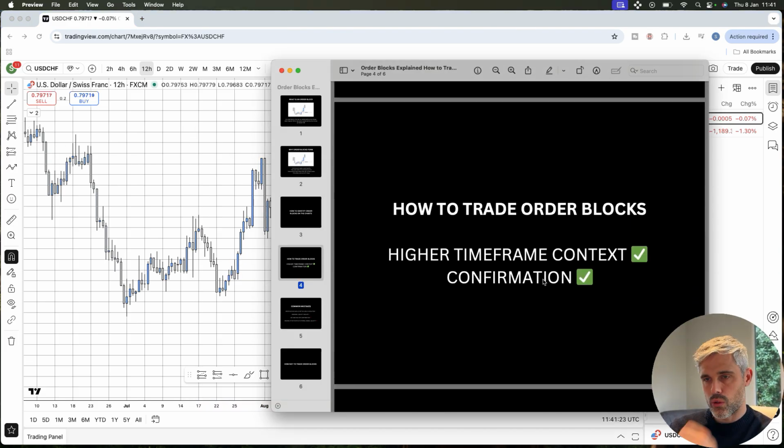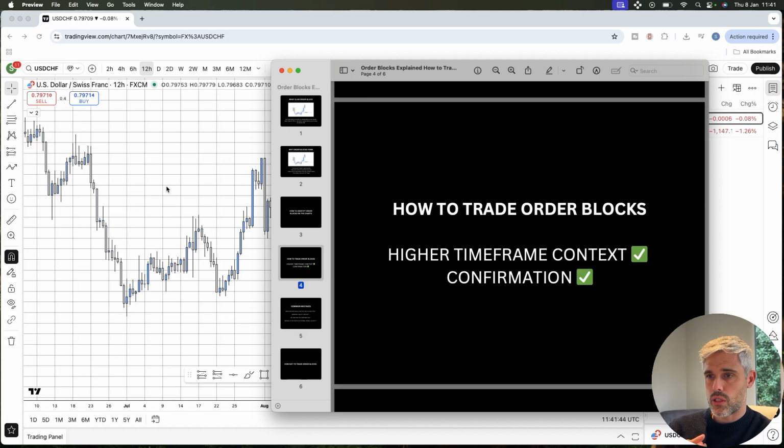So how to trade order blocks? Hopefully it's already obvious, but not all order blocks are created equally. Some order blocks get respected, they get mitigated, price moves away, and price does not come back to that level until some other higher time frame context forces price in that direction.